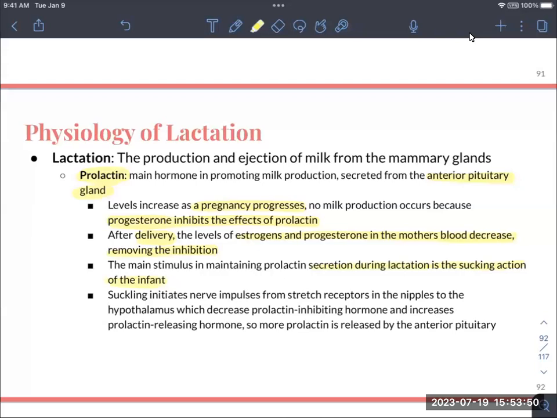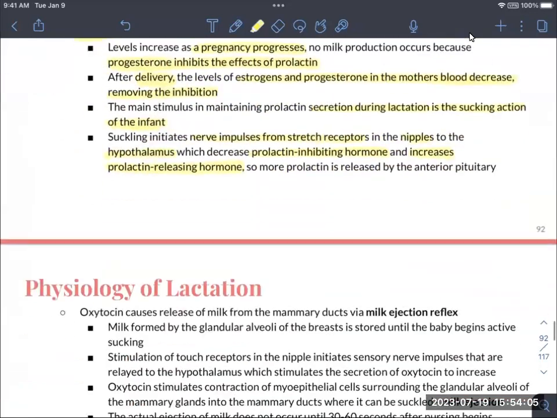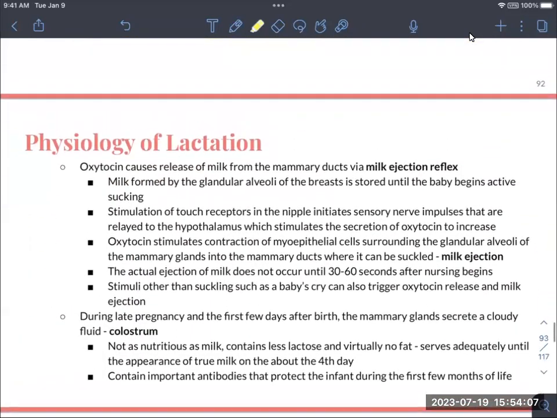There are nerves from stretch receptors in the nipple that go to the hypothalamus, and it decreases prolactin inhibiting hormone and increases prolactin releasing hormone. So more prolactin gets released. Oxytocin can also cause milk to be released from the mammary ducts through the mammary or milk ejection reflex.